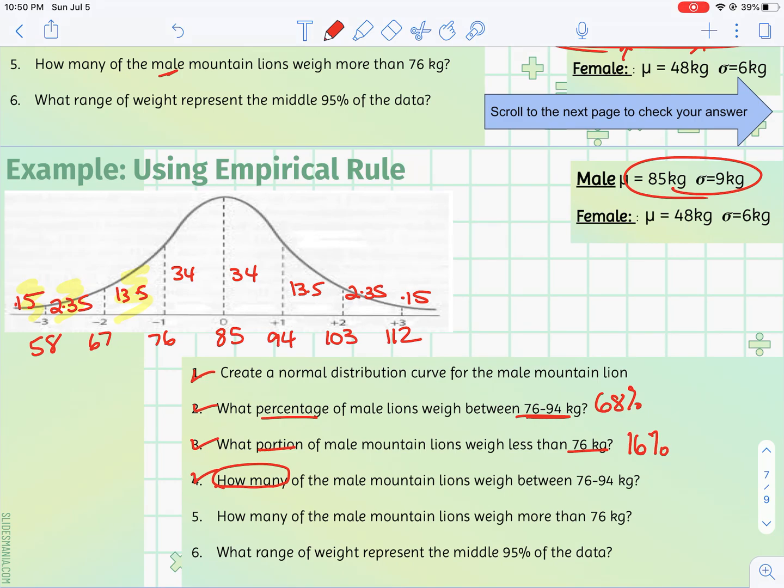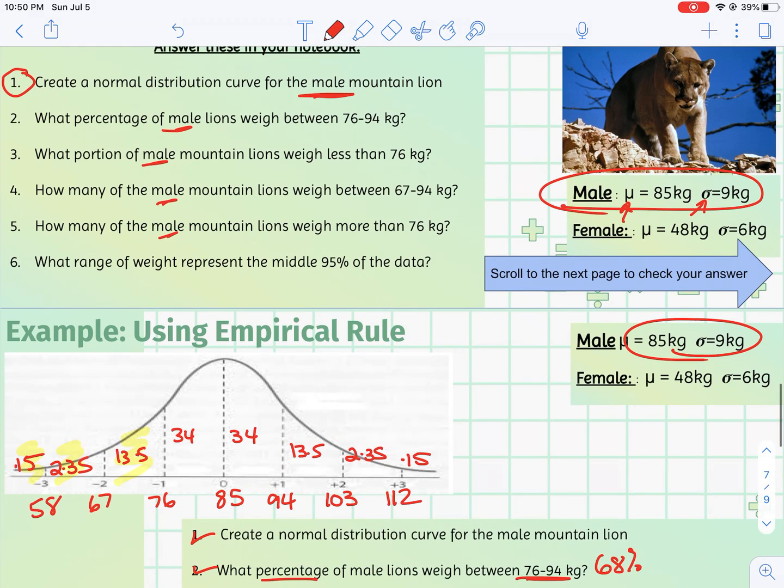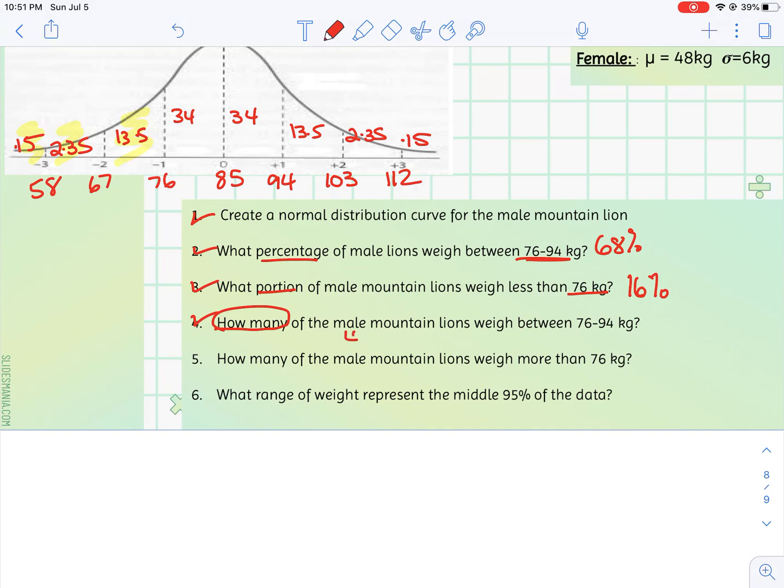Okay, number 4, they've definitely changed what they want us to do. Now they want us to figure out how many of the mountain lions weigh between 76 and 94. So we knew 68% weighed that much, but how many is that? Well, they told us there was 40 lions in this study. Remember back up here, they told us there's 40 males. So I know there's 40 of them, and I need 68% of them for this region. When you go to type this into your calculator, you do have to enter the 68% as a decimal. So we do move over 2 spaces.